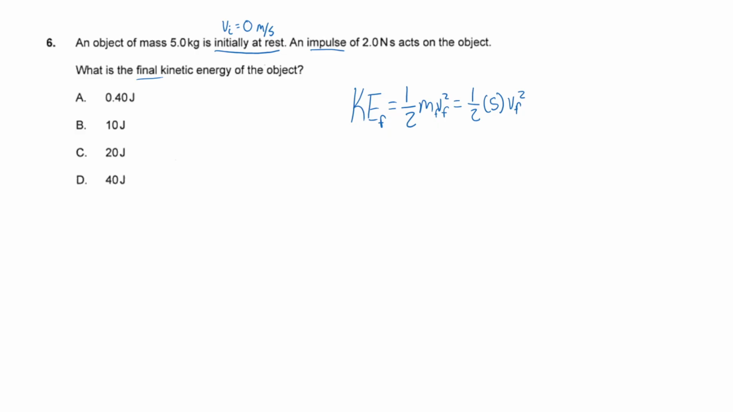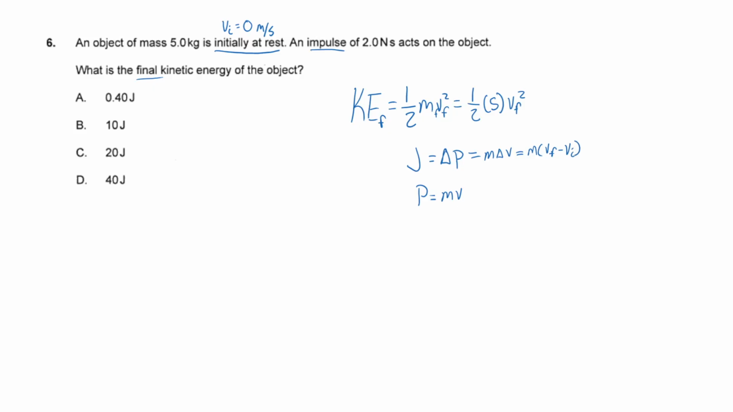And what is impulse? Impulse is the change in momentum. And well, what is momentum? Momentum is mass times velocity. So the change in momentum is the change in mass times velocity. And I was saying earlier that the mass is constant. So we have mass times the change in velocity. And the change in velocity can also be written as the final velocity minus the initial velocity.